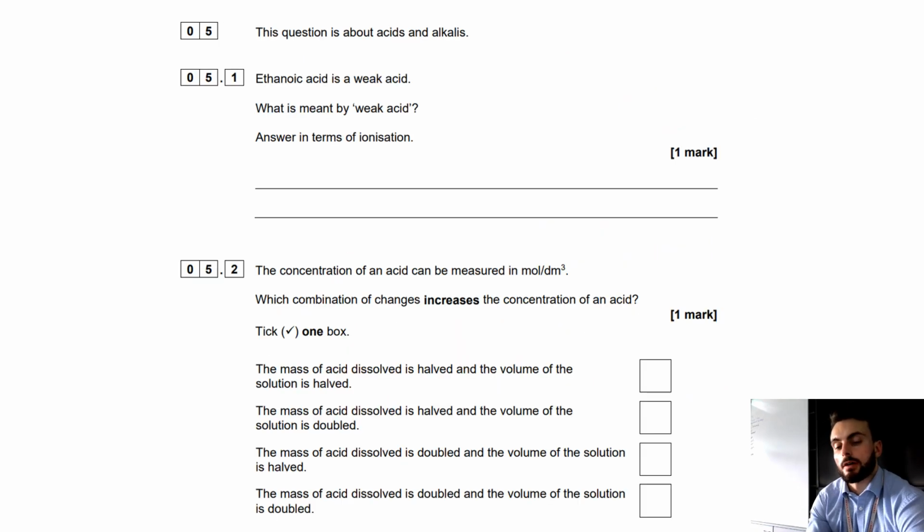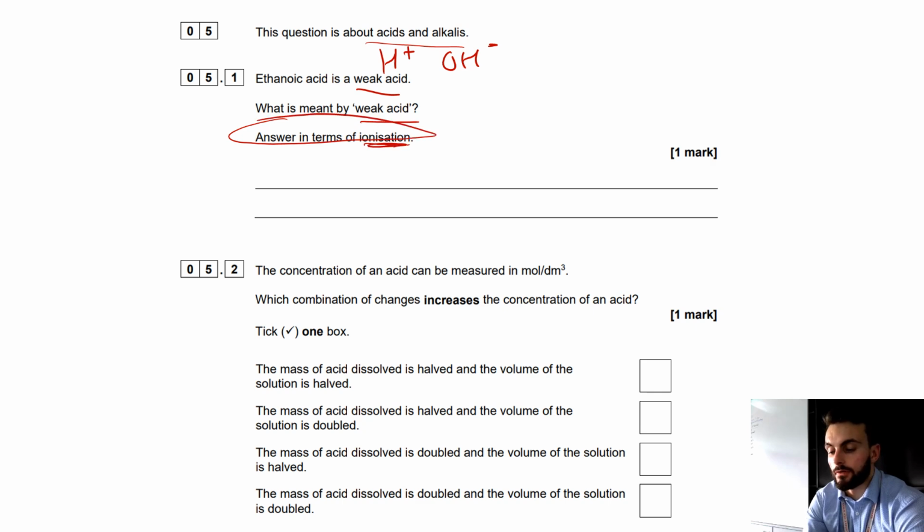Question 5 is about acids and alkalis. As soon as I see that, I think H+, OH-, pH scale, colours, all that jazz. Ethanoic acid is a weak acid. What's meant by a weak acid? It even says answer in terms of ionization. It even gives you the clue of ionization.